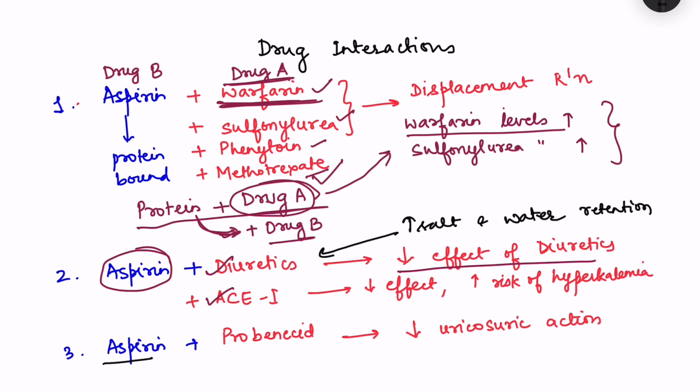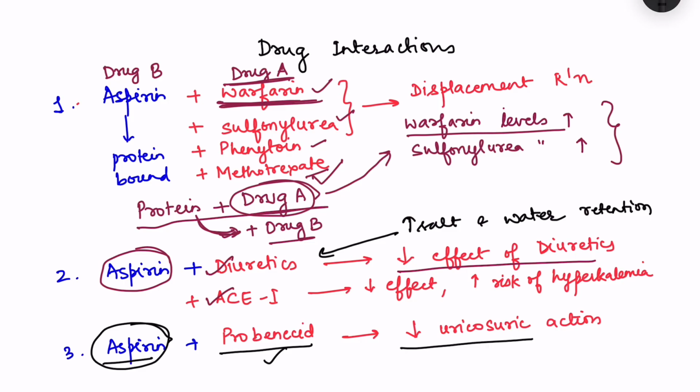Then aspirin given with probenecid. Probenecid is a drug which increases uric acid excretion in case of gout. We have seen that aspirin actually competes with uric acid for tubular secretion. So aspirin decreases the uricosuric action of probenecid. So those were the drug interactions.